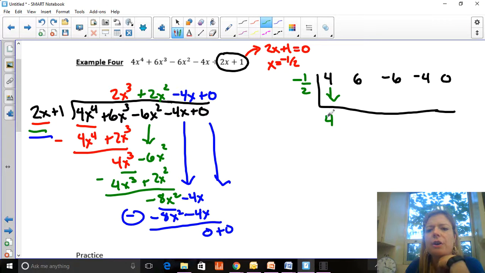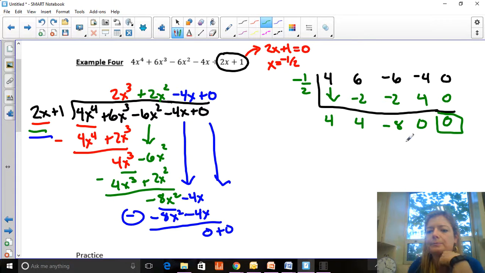So I bring down the 4. 4 times minus 1/2 is minus 2. 6 minus 2 is 4. 4 times minus 1/2 is minus 2. 6 minus 6 minus 2 is minus 8. Minus 8 times minus 1/2 is positive 4. This adds to 0. 0 times this is 0. And so I get 0, and that's my remainder. So remember, this is my constant. This is my x squared, and my x cubed.